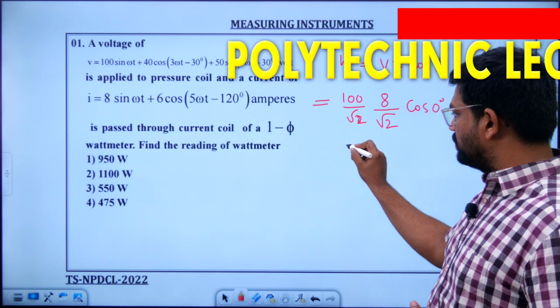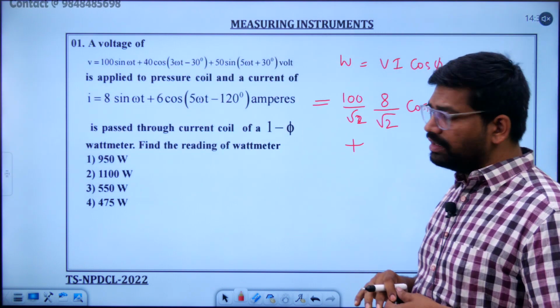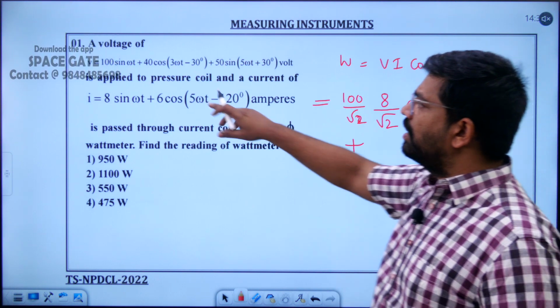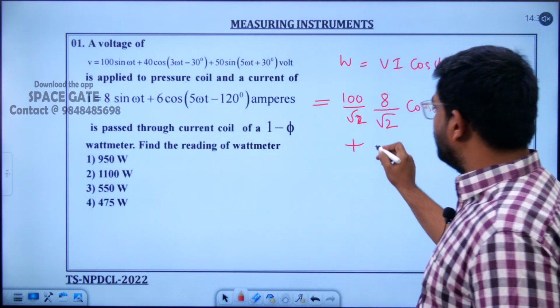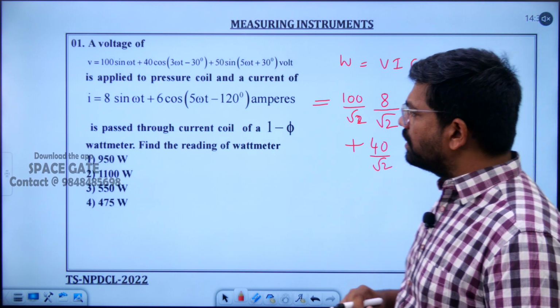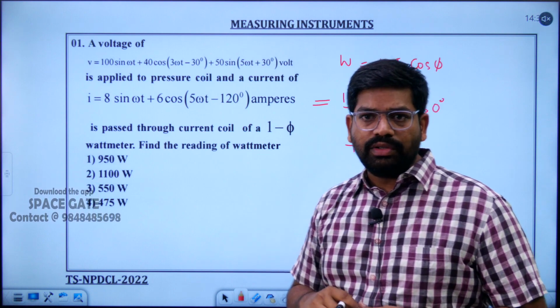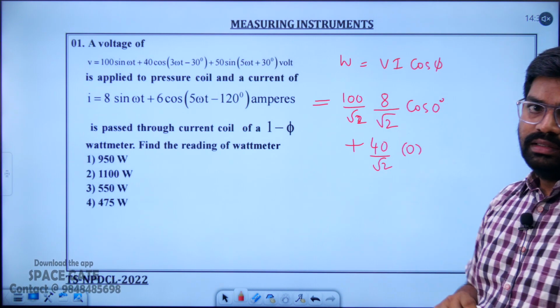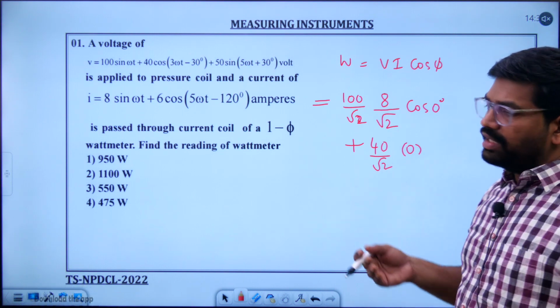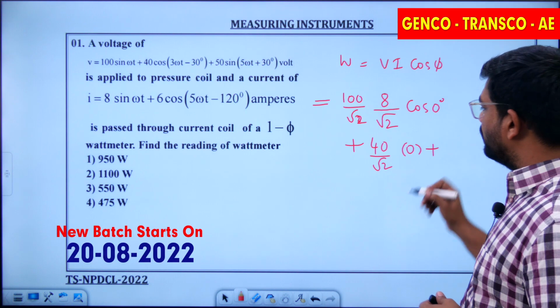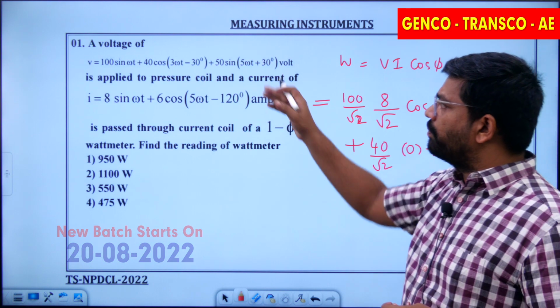What will be the power consumption due to the third harmonic here? For the third harmonic, we have the voltage, that is 40 by root 2, and there is no current quantity related to the third harmonic, so we consider it as 0 directly. Whichever is absent, we consider it as 0 directly. Now look at the fifth harmonic component.